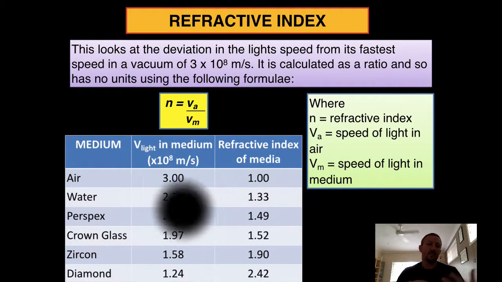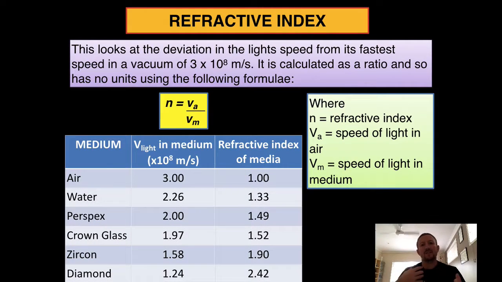Now, here is an example of a table which shows the variance in different speeds and how that relates to the refractive index. So you can see for air, if I was to put air into that equation, the speed of light in air is 3 times 10 to the 8. And if I was going into another form of air, 3 times 10 to the 8 again, I'd get a value of 1 when I divide the two. Water moves a lot slower than air, so it's going at 2.26 times 10 to the 8 meters per second. So it has a refractive index of 1.3.